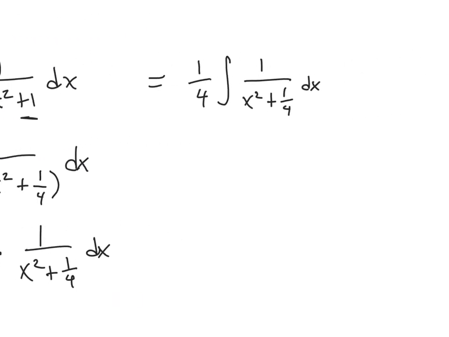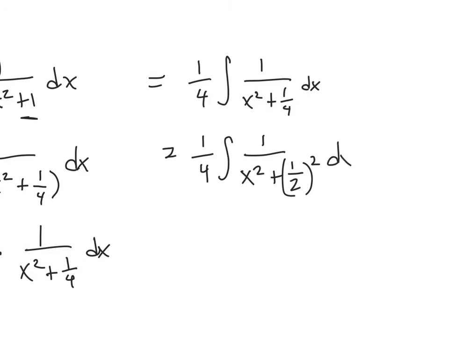And I'm almost there, but I just need to rewrite this as 1/4 times the integral of 1 over x squared plus 1/2 quantity squared dx. And then I come back over to the table. Actually, I just realized that this has got to be kind of annoying, jumping back and forth between my work and the table.